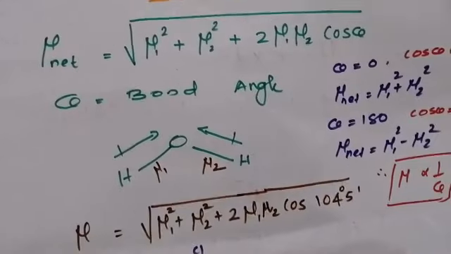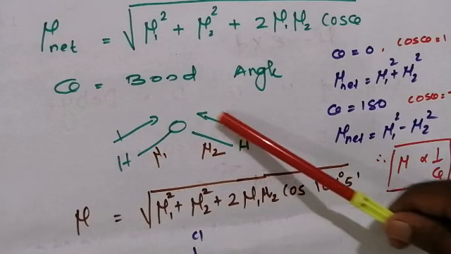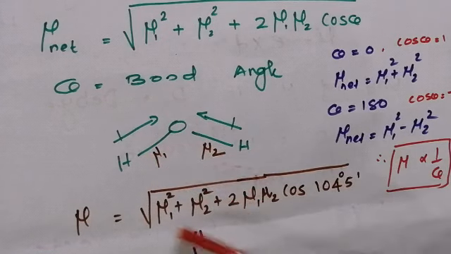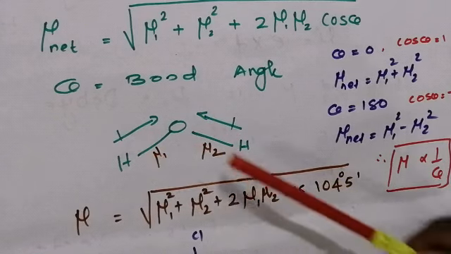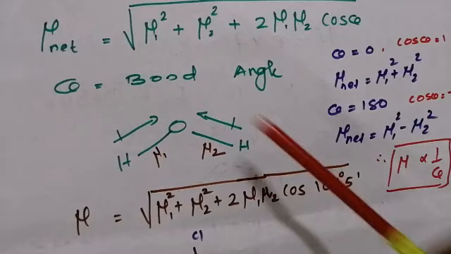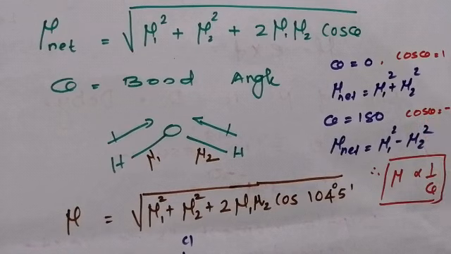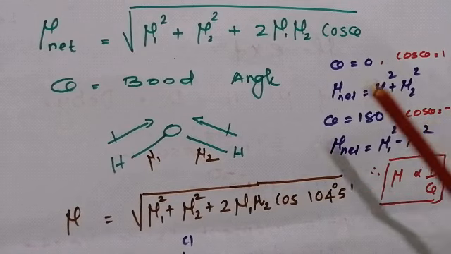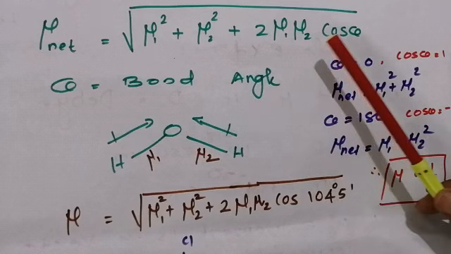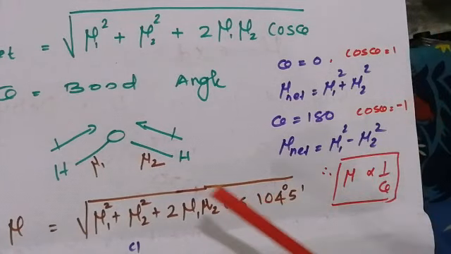What are mu1 and mu2? Let us take an example, water. It has two bonds, this bond and this second bond. This bond has a dipole moment mu1, this bond has a dipole moment mu2, and theta is the bond angle.